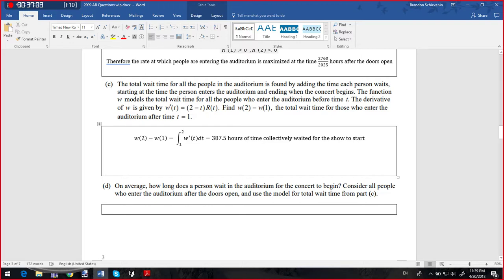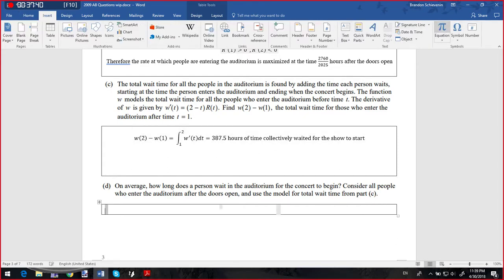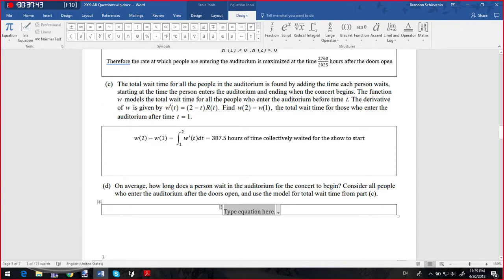Okay, last question. On average, I want to know how long a person waited in the auditorium for the concert to start. And I want to consider all people who entered the auditorium after the doors opened. And then use the model for the total wait time from part C. Okay, so if I want all people who entered the auditorium from the time the doors opened, then instead of integrating from 1 to 2, I want to integrate from 0 to 2 to get the total amount of time collectively waited. But if I want an average, then I would have to use our average value formula, which would be this.